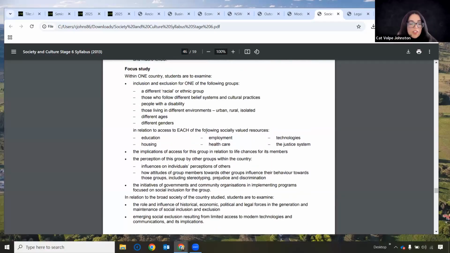Employment, healthcare. So each of these units, which is the good thing about society and culture, give you different sorts of examples of what you can focus on. So you can choose any of these examples within the units of work while focusing on a content area like that. So the perspective of education in belief systems, cultural practices, people with disability, and so forth.